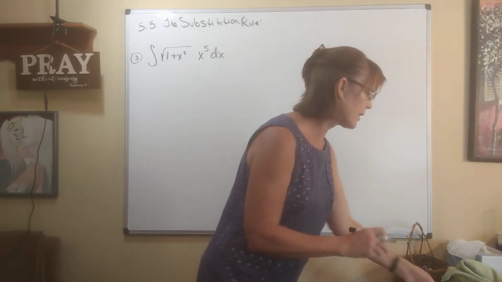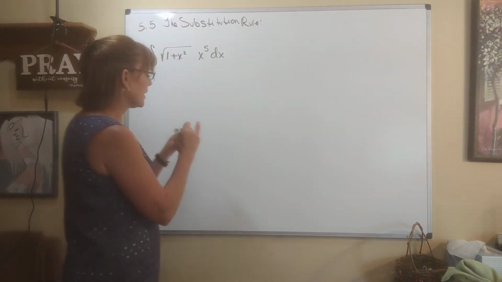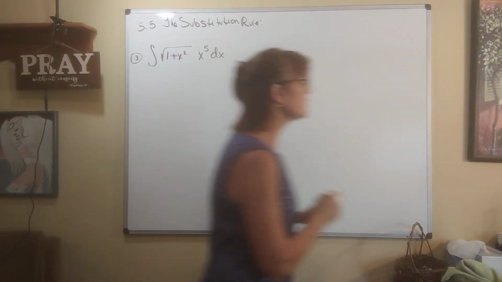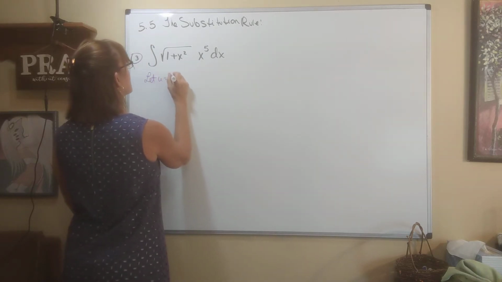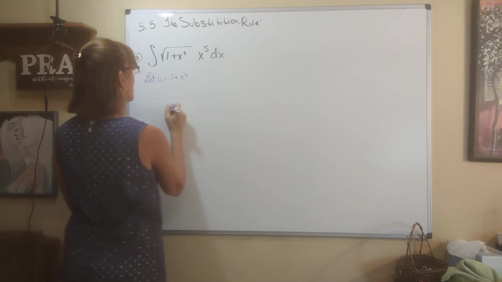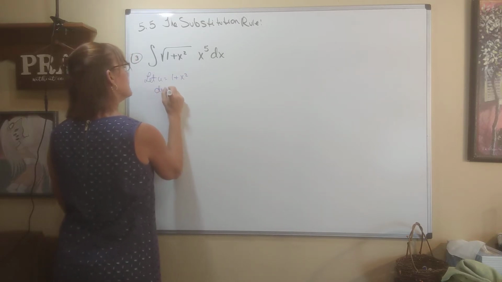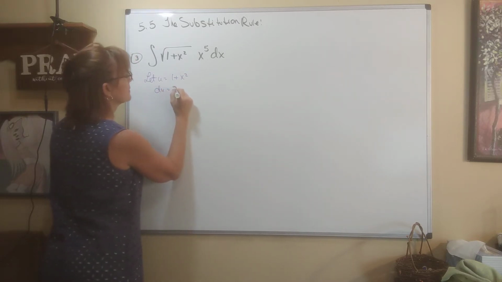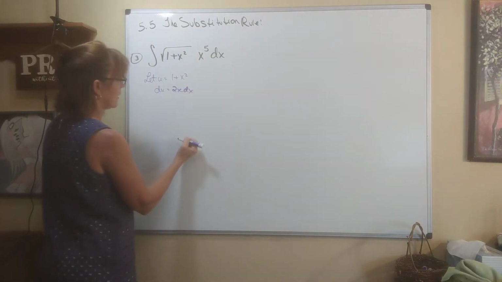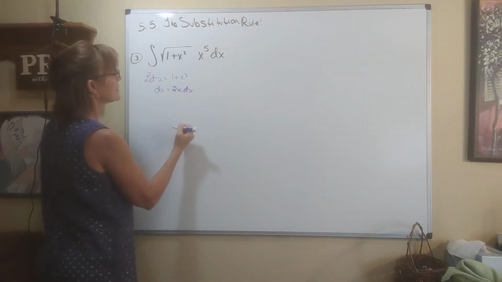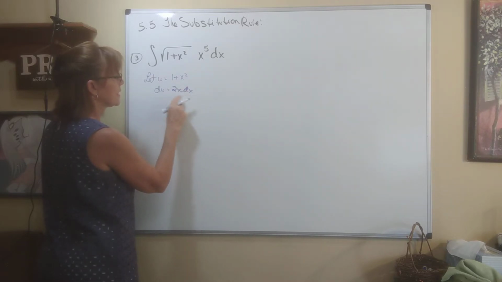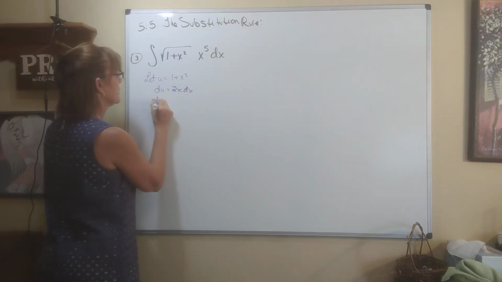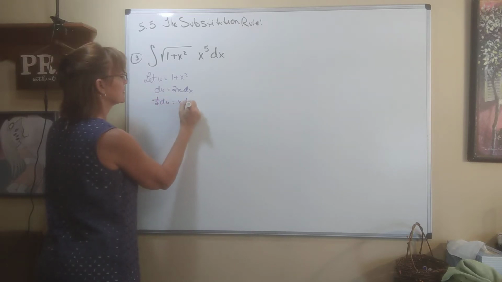We're going to go ahead with that, guys. This is what we'll do. We will let u be 1 plus x squared. Then du is equal to 2x dx. And so I need an x to the 5th dx, not a 2x dx. Let me take care of this 2 by dividing it. Oops, dividing both sides by 2. So 1/2 du is x dx.